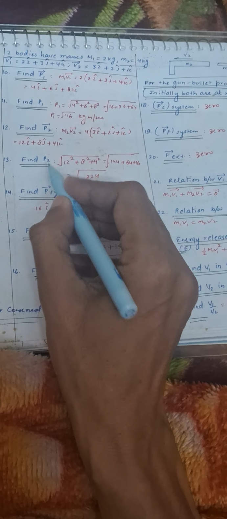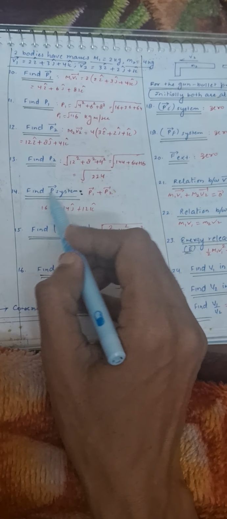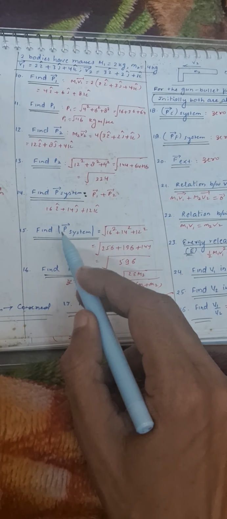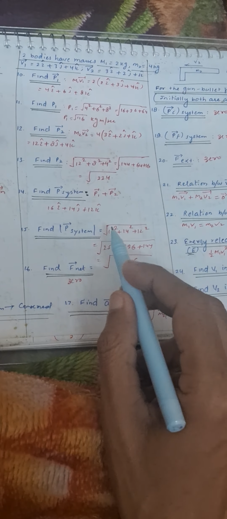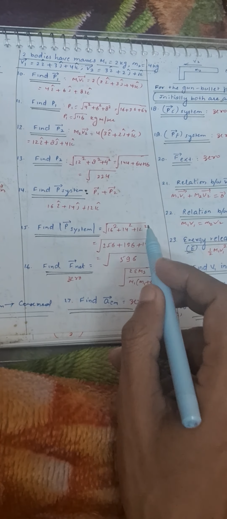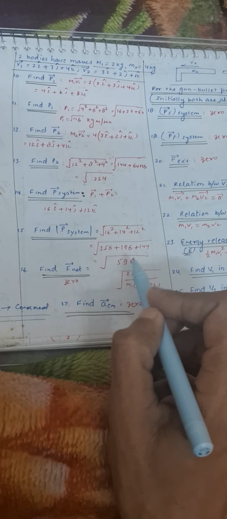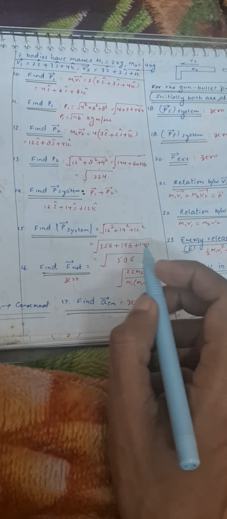Next is find magnitude of P2. It is root under 12 square plus 8 square plus 4 square. After solving we get root 224. Next is find momentum of system. It is P1 plus P2, which is 16i plus 14j plus 12k. Next is find magnitude of momentum of system. So just squaring the terms, and after all the calculations we have root 596.